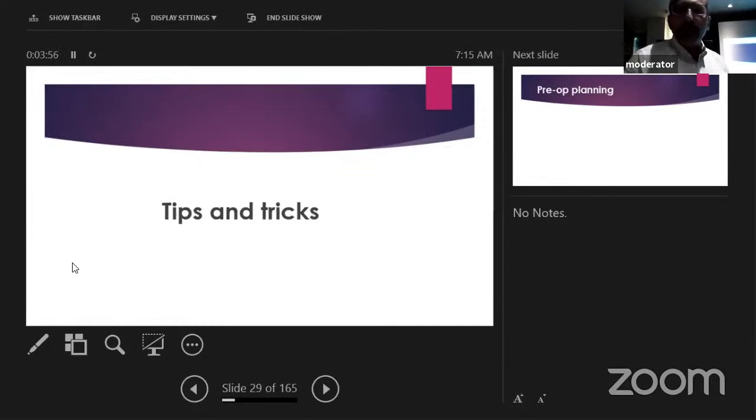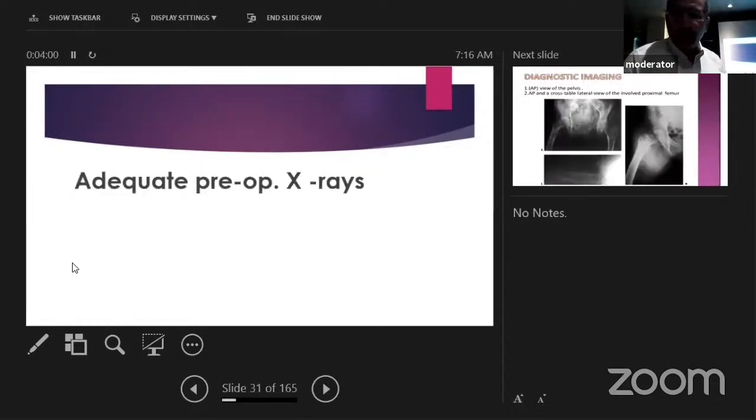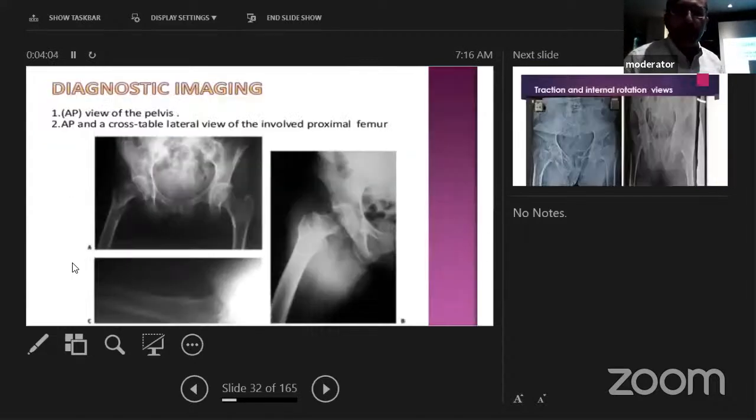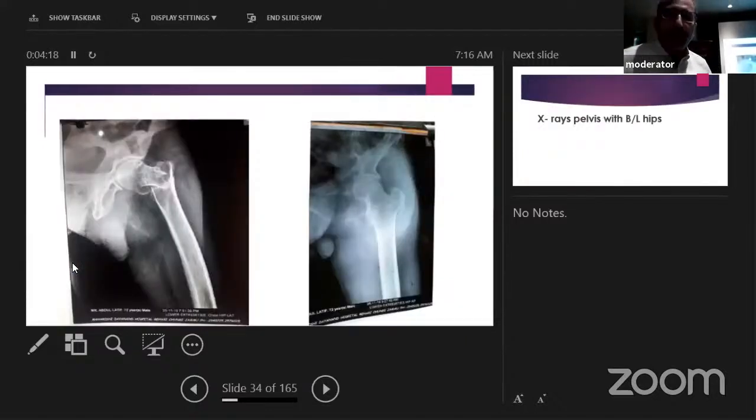To do a better DHS, you need to have some tips and tricks. And obviously, it starts with the pre-op planning. One has to have adequate pre-op X-rays, which means AP pelvis, not one hip. And of course, the lateral view is important. And one must ask for a traction and internal rotation view, because that's going to exactly tell you the geometry of the fracture. For example, this fracture looks like a completely different fracture when you do a proper X-ray.